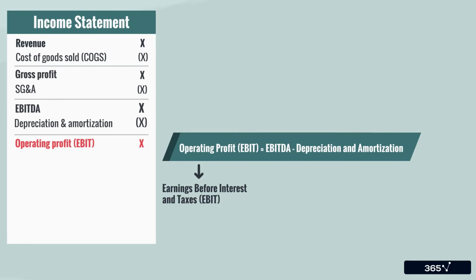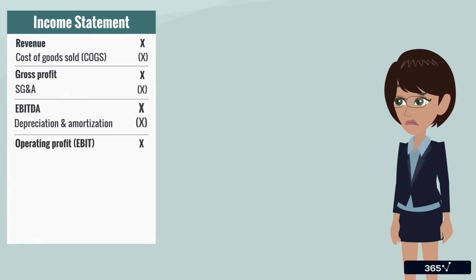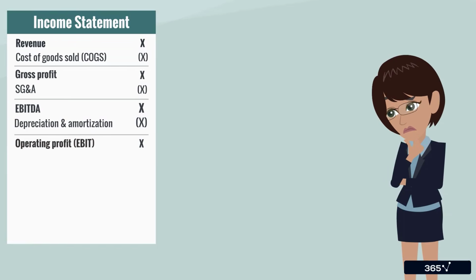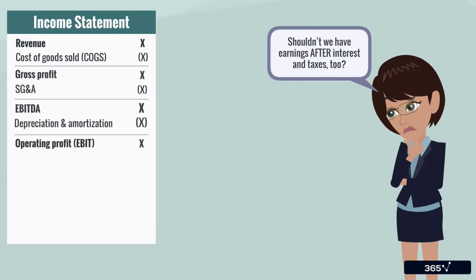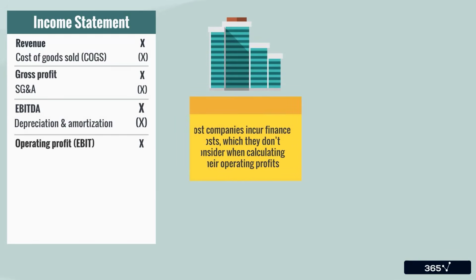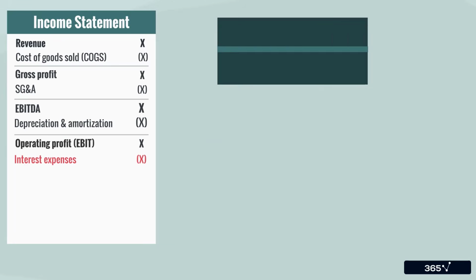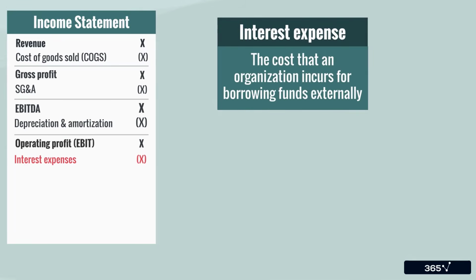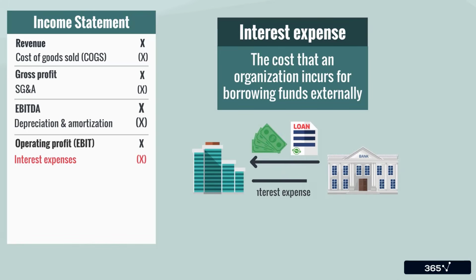As easy as that. Hang on a minute. Since we have earnings before interest and taxes, shouldn't we have earnings after interest and taxes too? That's true. Most companies incur finance costs, which they don't consider when calculating their operating profits. For instance, interest expense is the cost that an organization incurs for borrowing funds externally. Quite often, firms would receive bank loans and pay interest expenses for the amounts they owe.